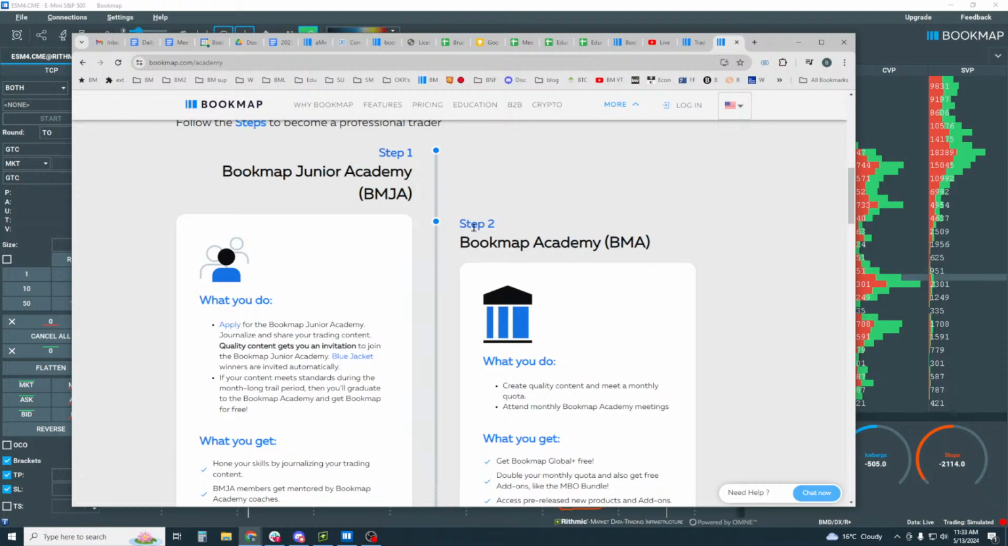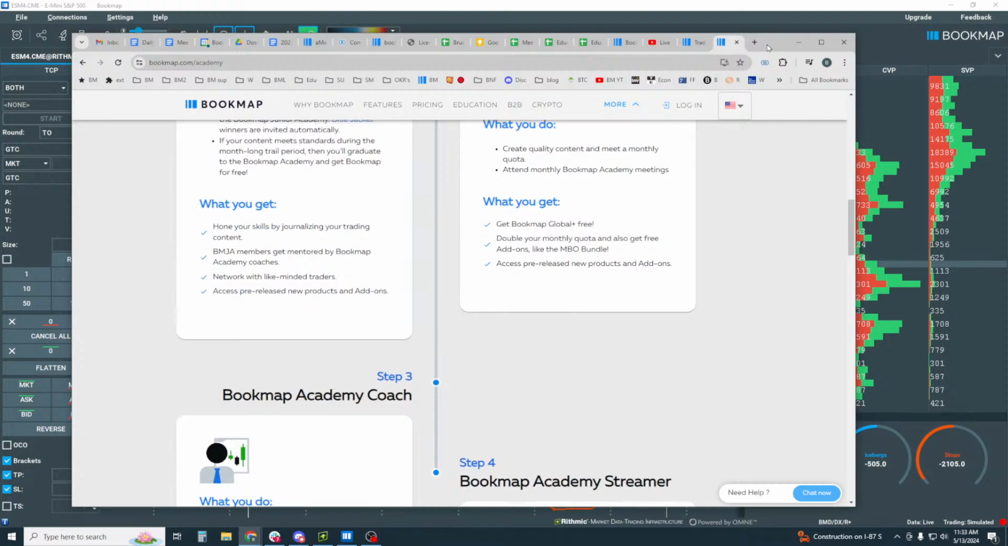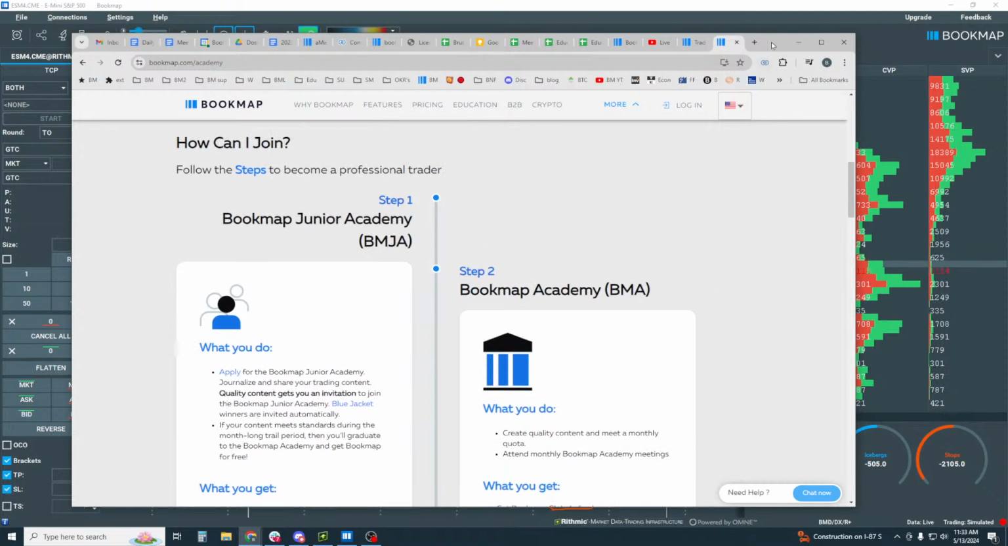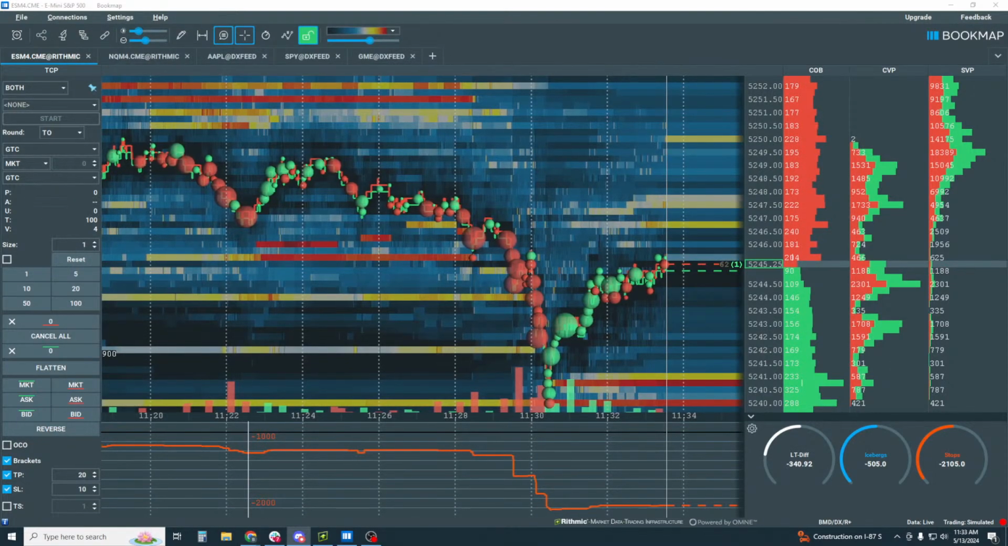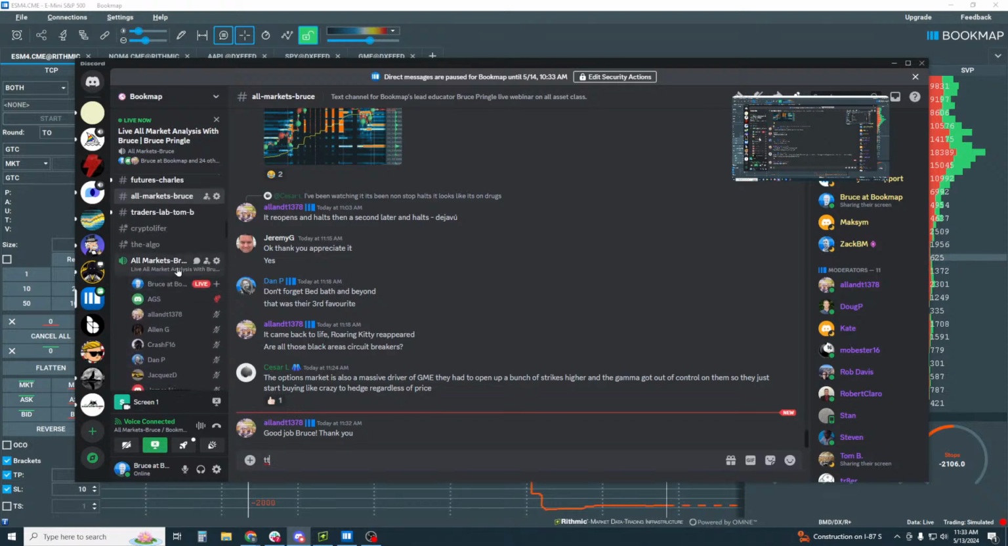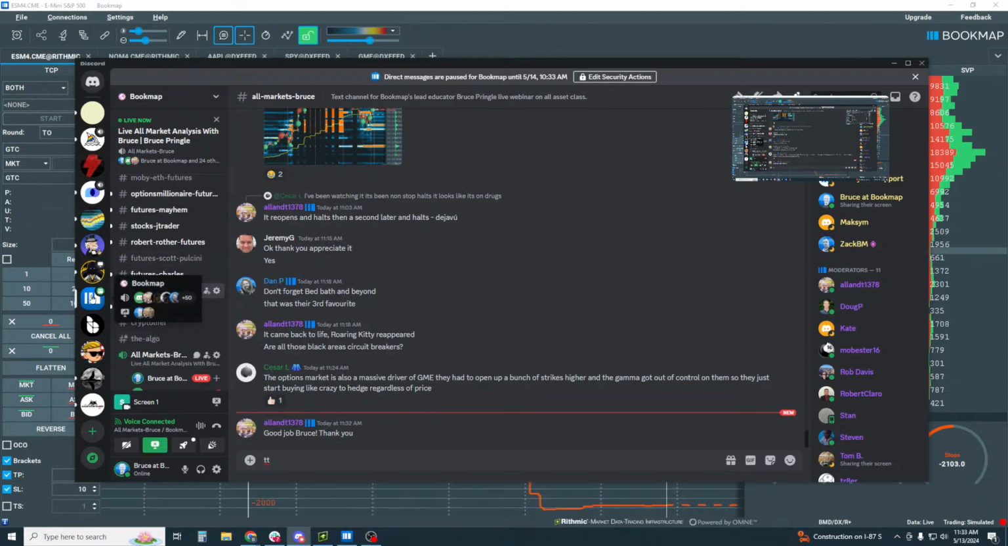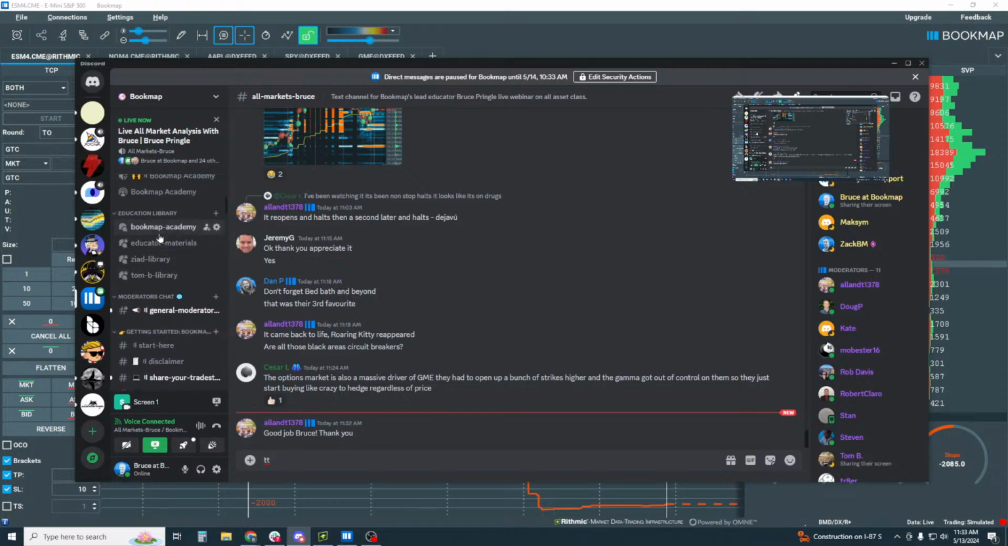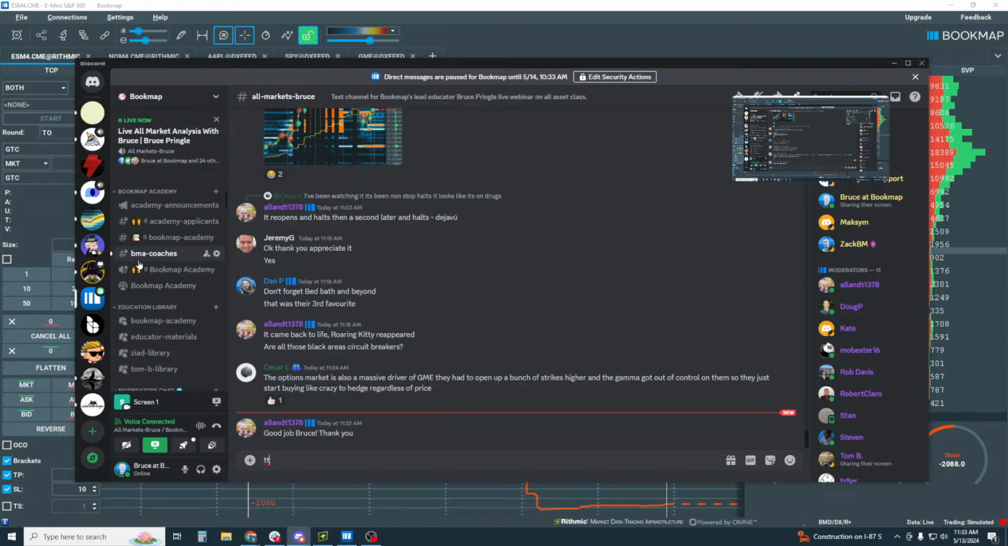We're here to coach and mentor you as part of the Academy. And you can actually get Bookmap for free if you start to make your way up into step 2, step 3, and step 4. Yeah, read through it here. What I want to show is the Bookmap Academy here on our Discord channel. All right, so if we go over to, let's see, where is it here? Yeah, Bookmap Academy right here.